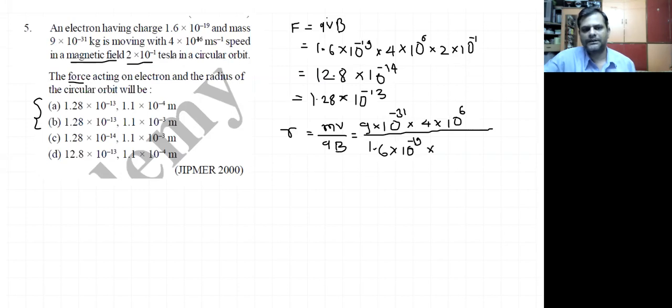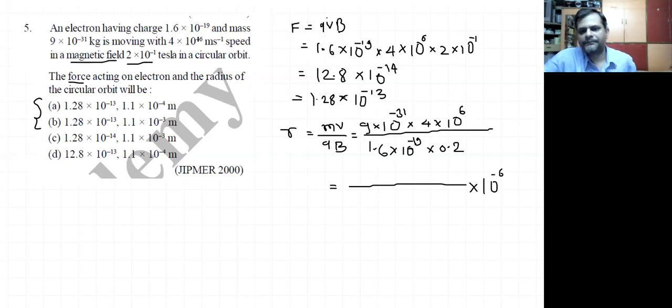And B, that is 0.2, we can say 2 into 10 raised to minus 1, meaning 0.2. Okay, so if we just work it out, first of all, just consider the powers of 10. 10 raised to minus 19 just goes up and combines with this 10 raised to 6, so that it becomes 10 raised to 25. And this 10 raised to 25 and 10 raised to minus 31 make it 10 raised to minus 6 here. Okay, so 10 raised to minus 6 is fixed.